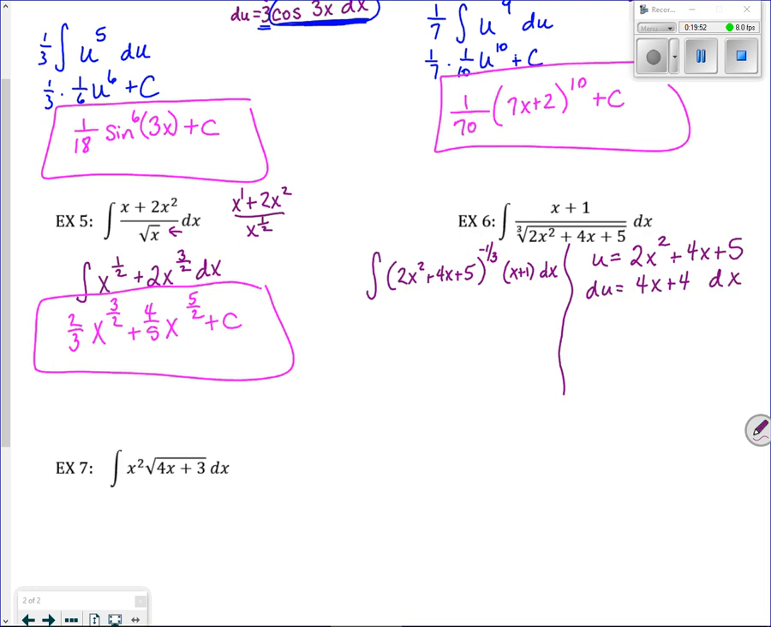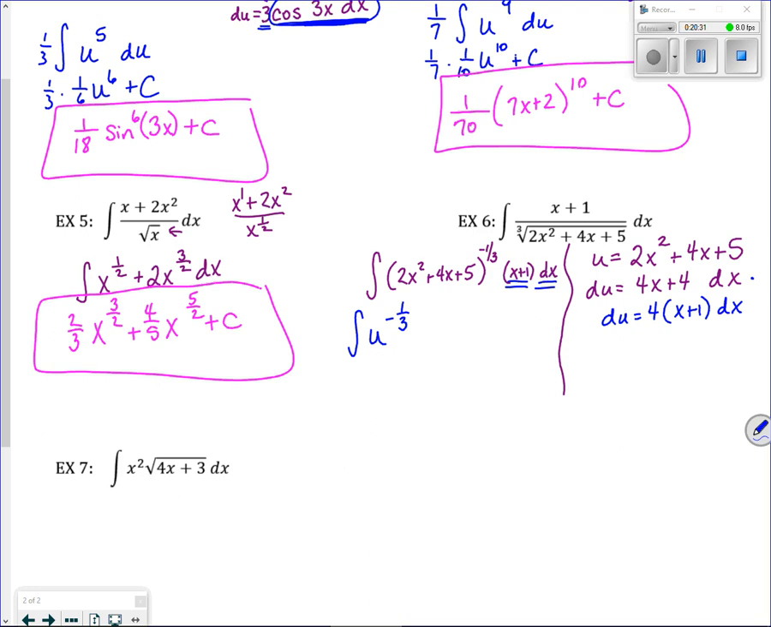Okay. Now let me give you a second to stare at that for a minute. Because when you substitute, well, this one's easy, u to the negative 1/3. Now I've got to substitute for x plus 1, and I've got to substitute for dx. You look for ways to make that easy. You look at your du. Do you see it? Let me do this. If I wrote du as 4 times x plus 1, what if I wrote it that way? Isn't that the same thing?